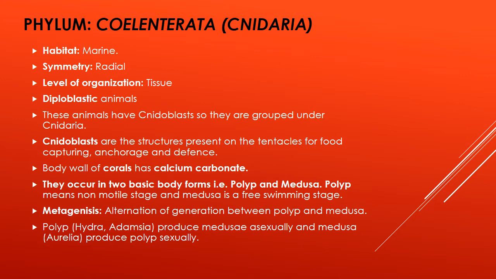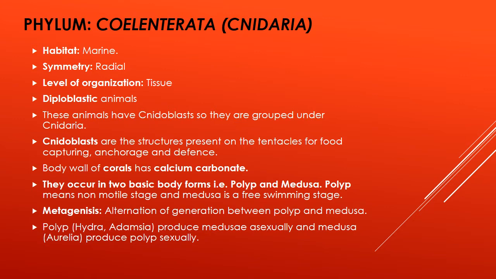Okay, these animals have cnidoblasts. They are also called stinging cells. Remember that. Cnidoblasts mainly contain a type of cell called nematocyst. What is the function of cnidoblast? They are present within the tentacles, so they help in food capturing, anchorage, and defense. They are poisonous. The body wall of the corals has calcium carbonate.